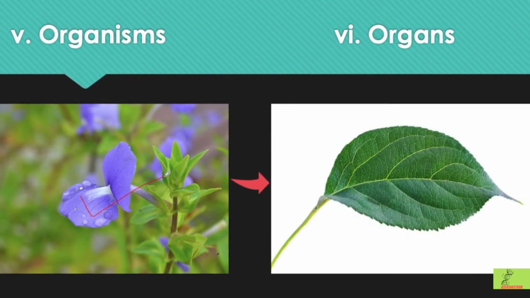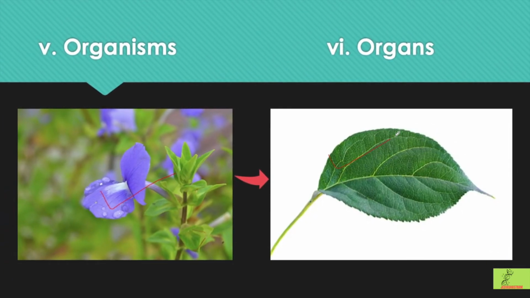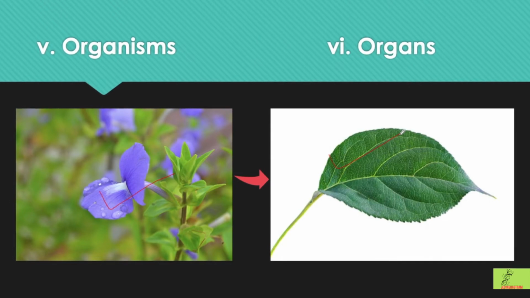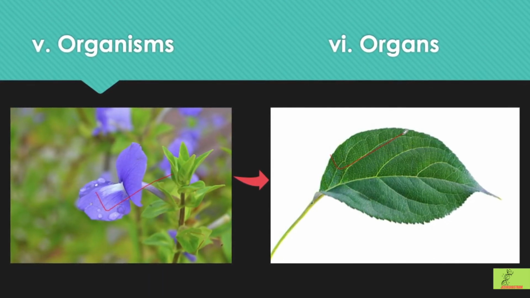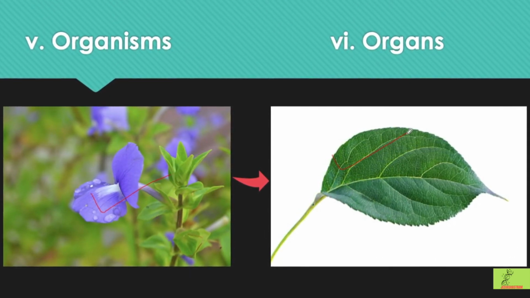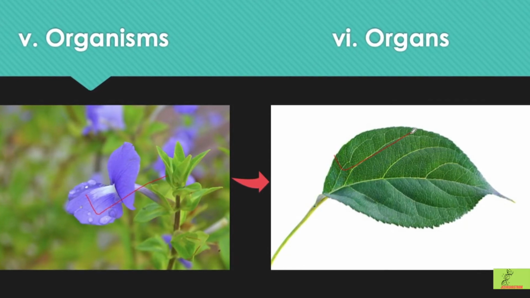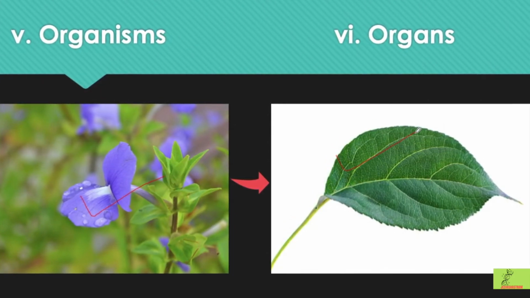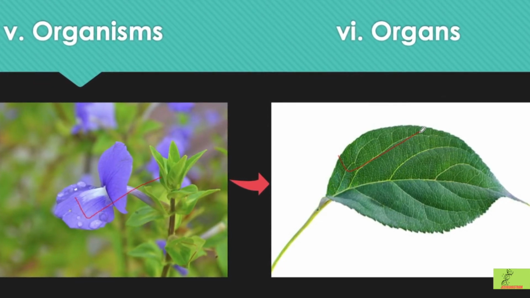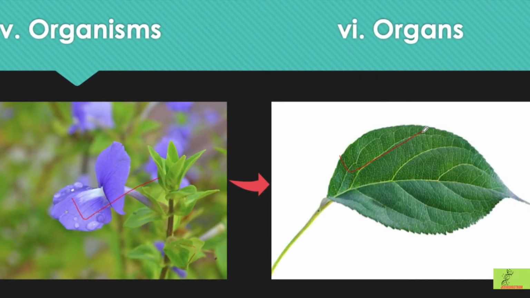The sixth level is organs. What is an organ? An organ is a body part that is made up of multiple tissues and has a specific function in the body, like liver, kidney, pancreas in case of an animal, and leaf, root, stem in case of plant. So, a Nilkurinji leaf is an example of organ.